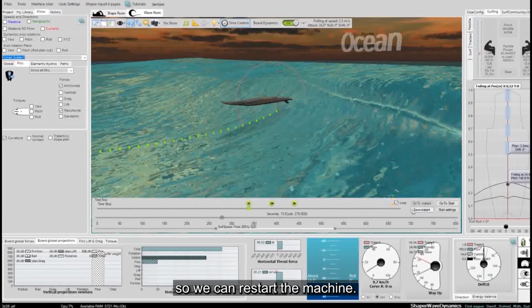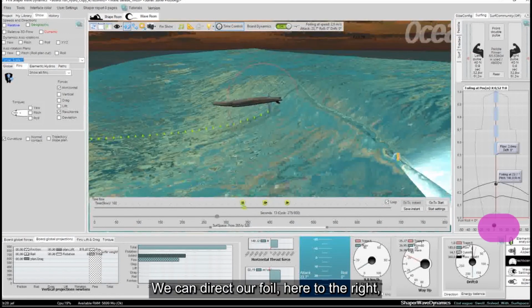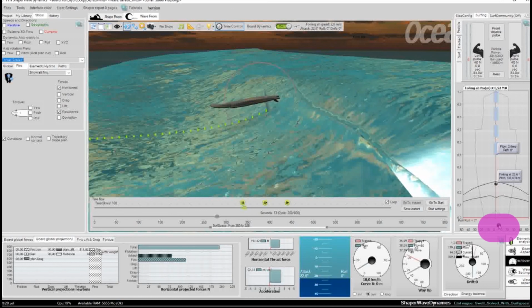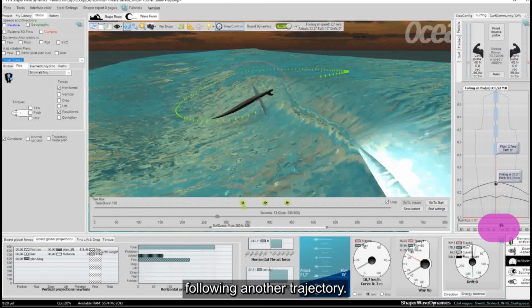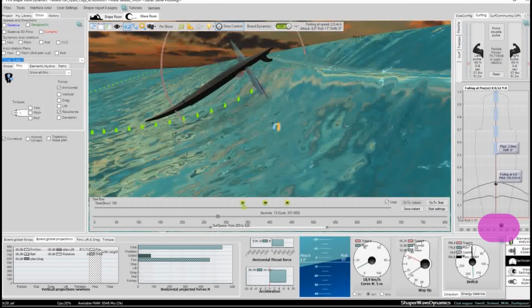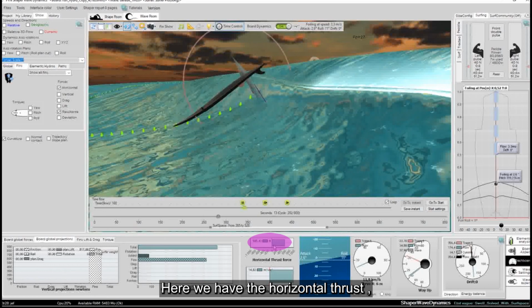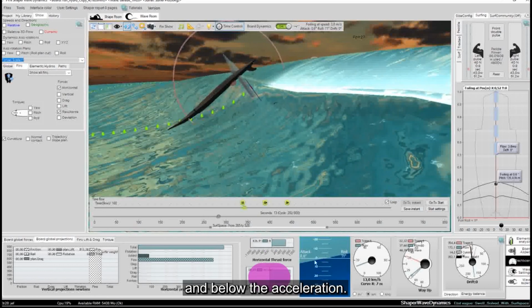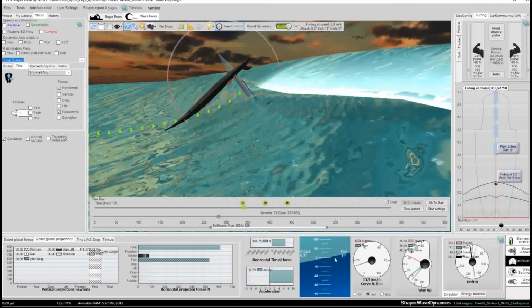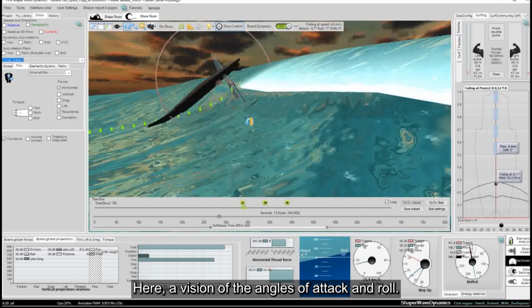So we can restart the machine. We can direct our force here to the right, following another trajectory. Here we have the horizontal thrust, and below the acceleration. Here, a vision of the angles of attack and roll.